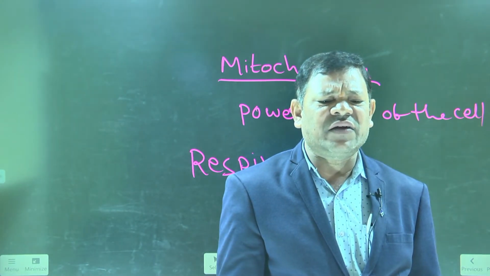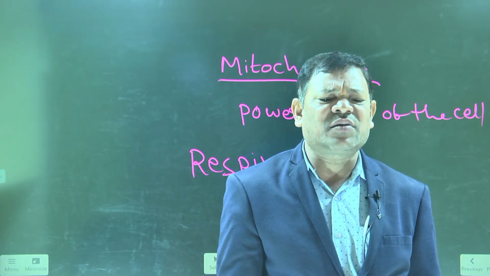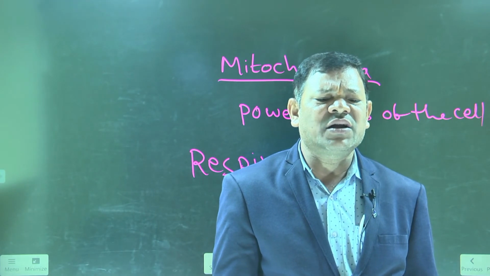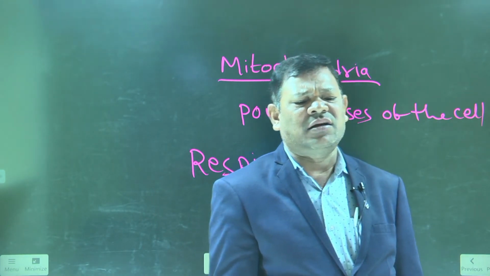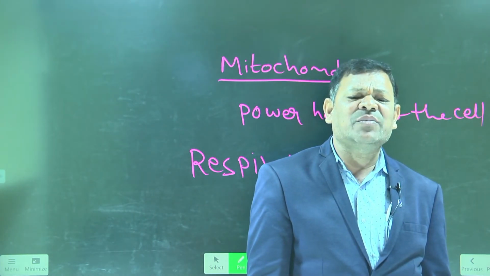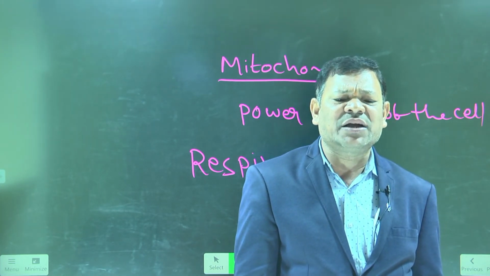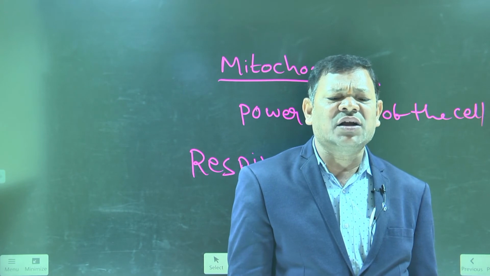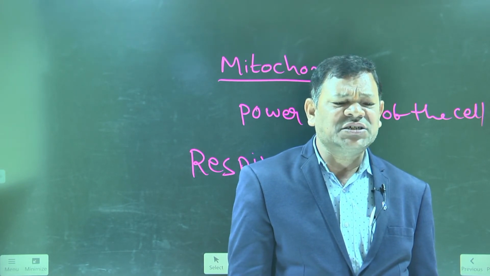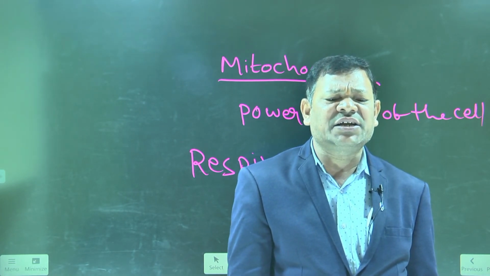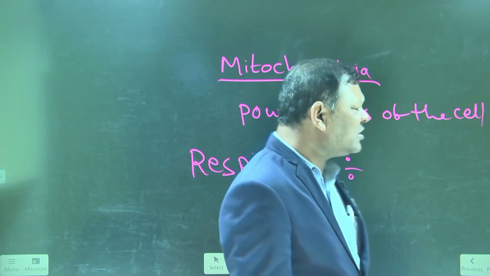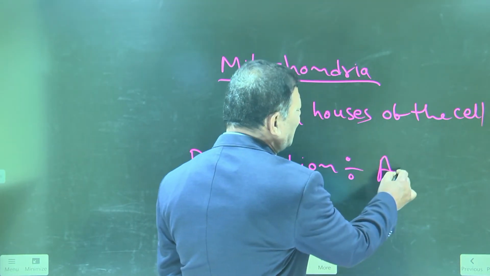Mitochondria. Mitochondria we can see with the help of the electron microscope. Mitochondria were discovered by Kölliker. The name Bioplast was given by Altmann. The name mitochondria was given by Benda. In mitochondria, potential energy is converted into kinetic energy. That energy is stored in the form of ATP.